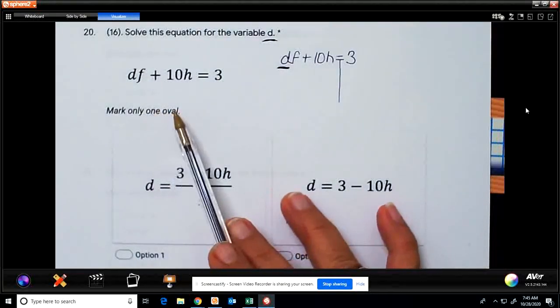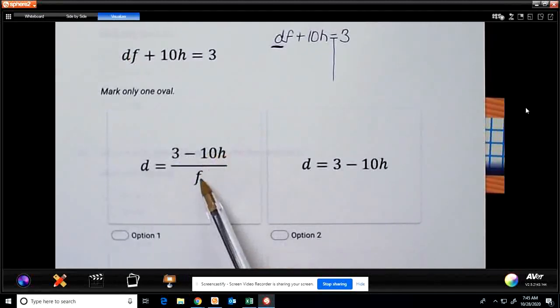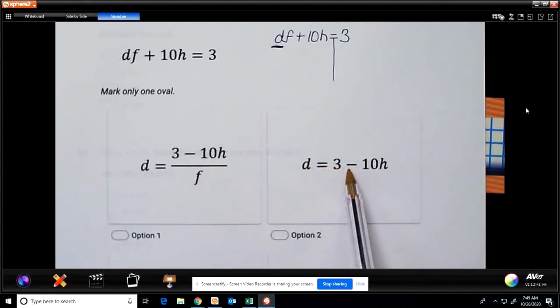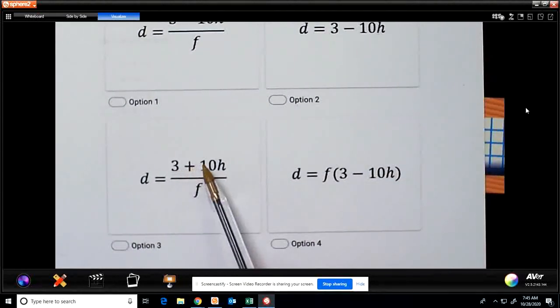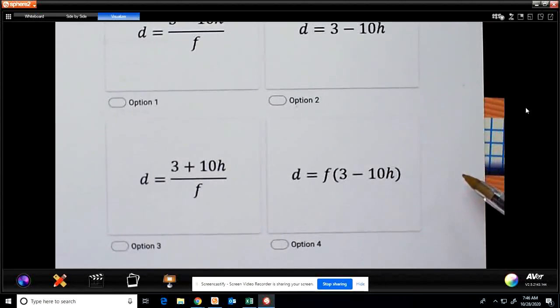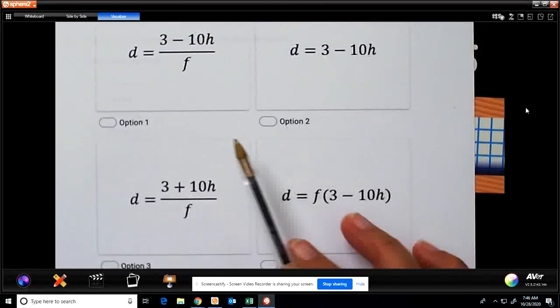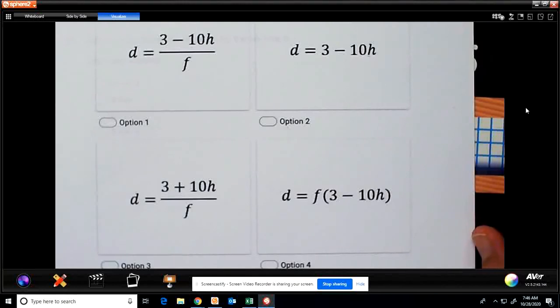So mark only one oval. Your answer choices: option 1 is 3 minus 10H divided by F. Option 2 is 3 minus 10H. Option 3 is 3 plus 10H divided by F. And option 4 is D equals F times 3 minus 10H. So these are your options: option 1, option 2, option 3, and option 4. Mark only one oval, please.